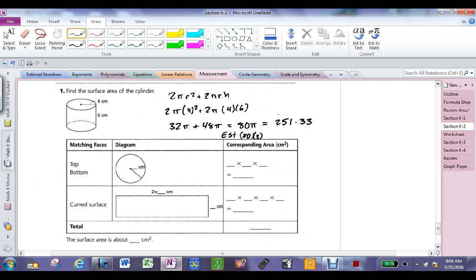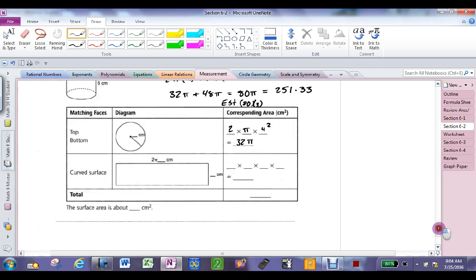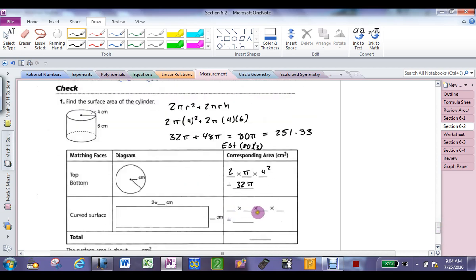Everybody good? Now, if you were filling this all out, 2 pi 4 squared, I would still say 32 pi there. That's what I would do. If you want to punch this into your calculator all the way along, that's fine too. But remember to show your work. Everybody good? And then what would this one be? 2 times pi times r, which was 4, times h, which was 6, which would have been 48 pi. Cool? Okay. I am done.